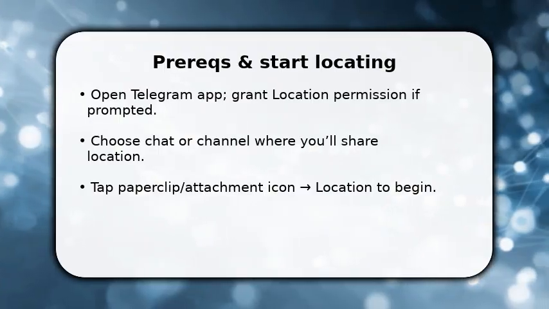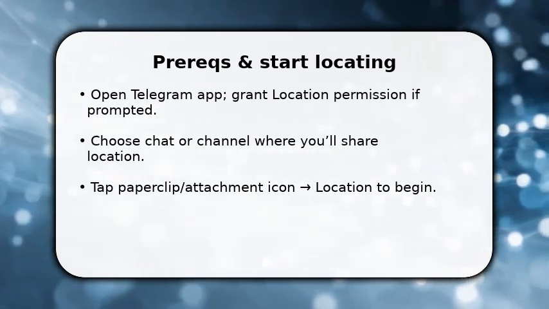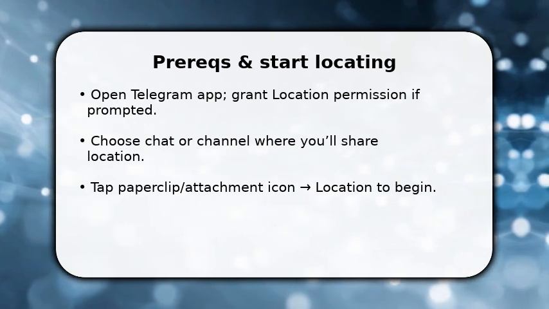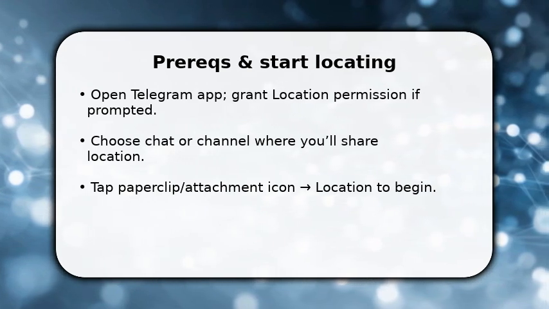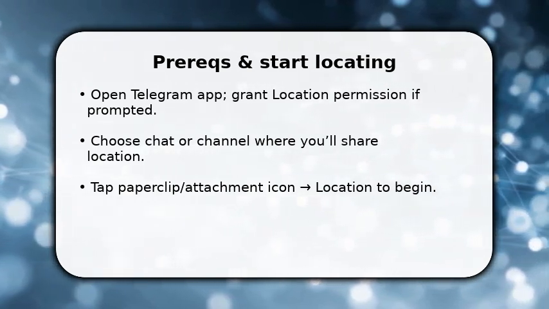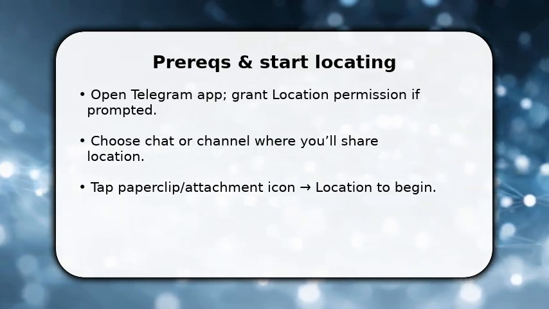You'll start by opening Telegram and making sure location permission is allowed. Otherwise, the app can't access GPS. Next, pick the chat or channel where you want the pinned spot so context is correct. Tap the paperclip or attachment icon, then select location. This brings up the map interface.